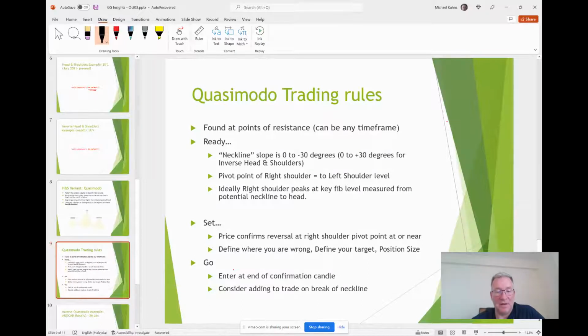And you need to find some kind of confirmation. You also need to define where you're wrong, define your target, position size, and so on. But the entry is actually when you see the pivot point confirmed, and you enter at the end of the confirmation candle. Then I consider adding to the trade on the break of the neckline. Let me show you how this works on the Kazimoto. Please don't confuse the head and shoulders with the Kazimoto, because they are different and you have different profit targets.